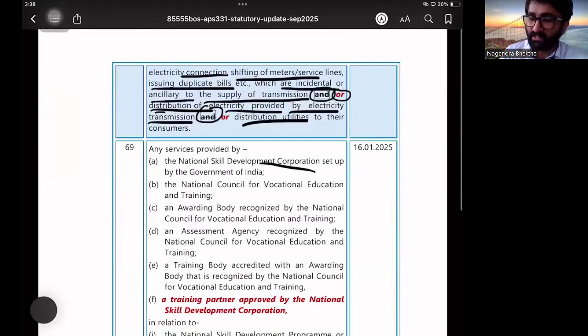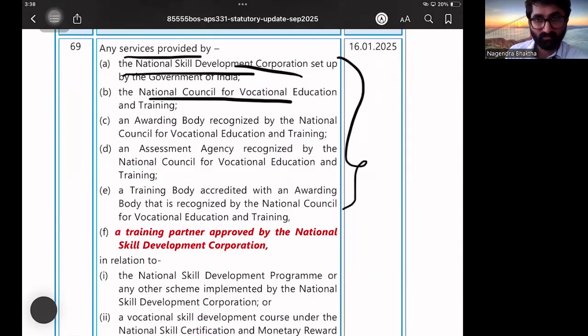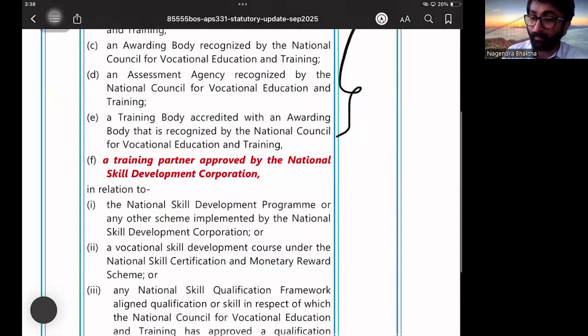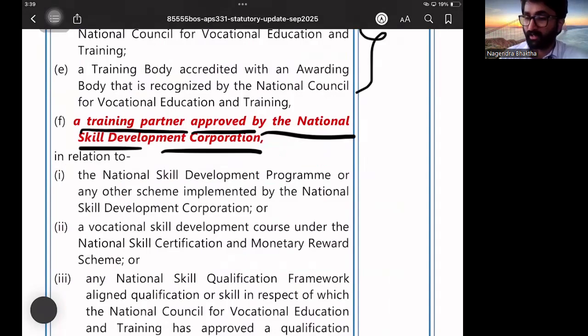Second amendment is that any services provided by the National Skill Development Corporation, National Council for Vocational Education. See, all these are given in the book. Same. What is the change? One more is added, a training partner approved by the National Skill Development Corporation. Earlier, this was not there. Now, even if the training partner approved by the National Skill Development Corporation, that service is also exempt.